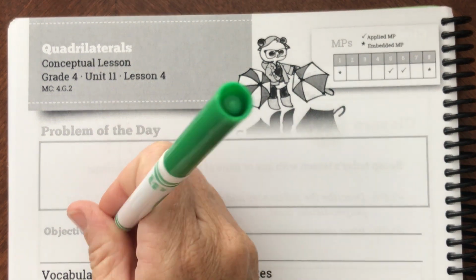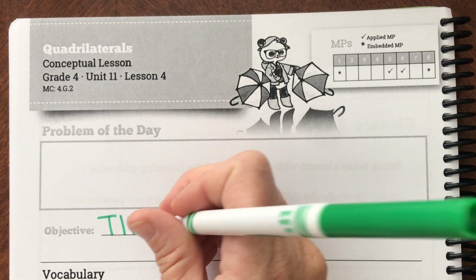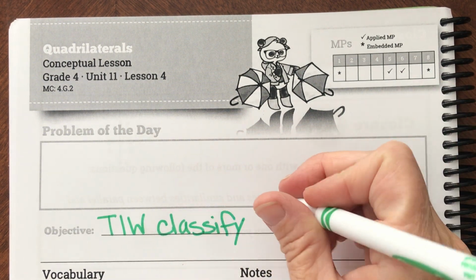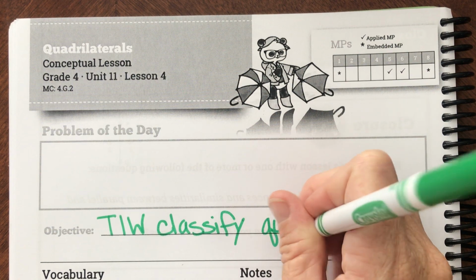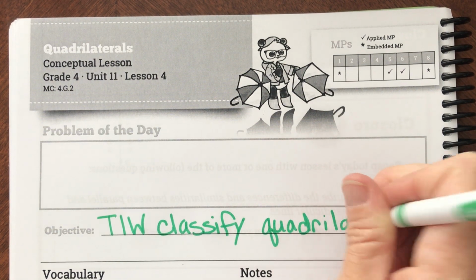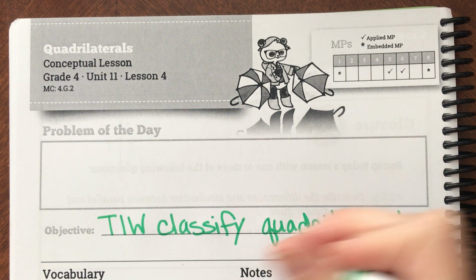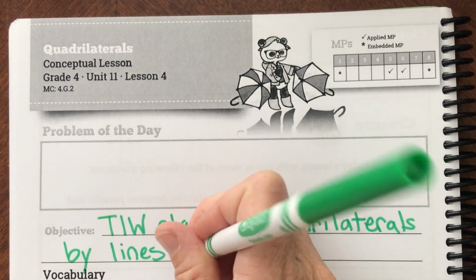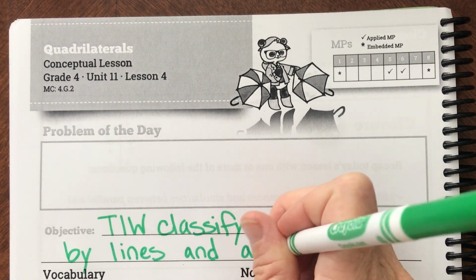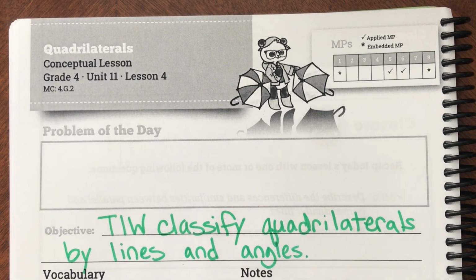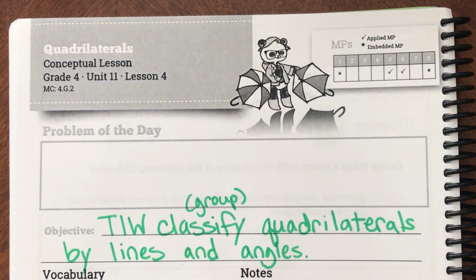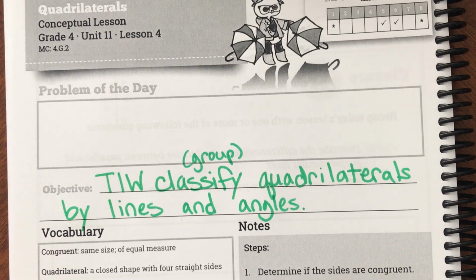Our goal today is, I will classify quadrilaterals by lines and angles, period. Okay, so classify just really means to group. That's what classify means. We're going to be grouping these quadrilaterals.